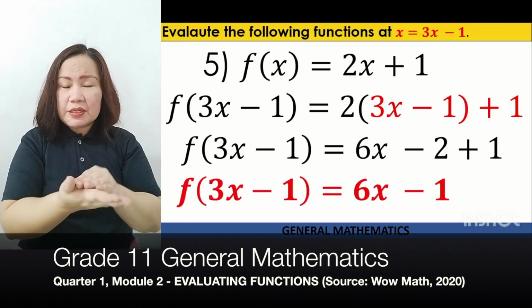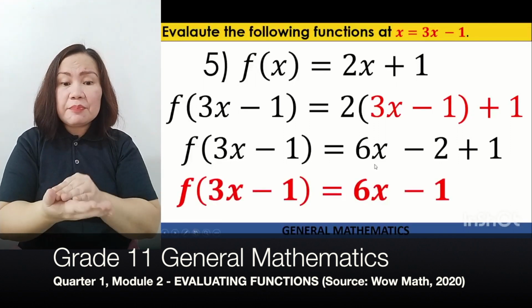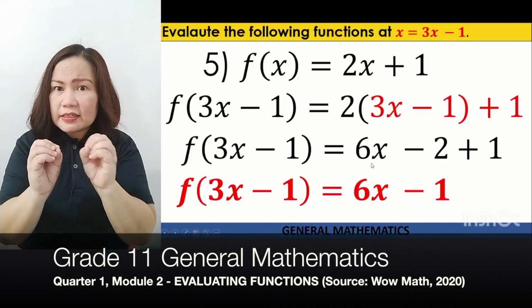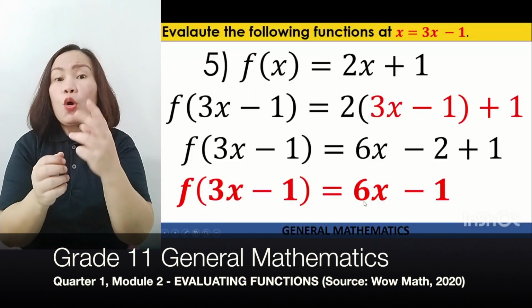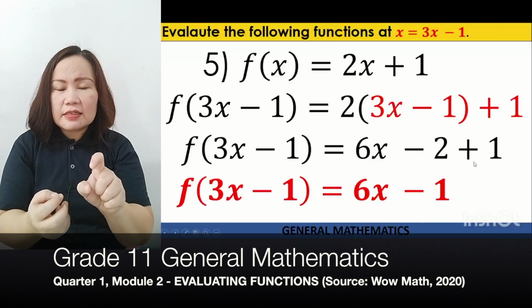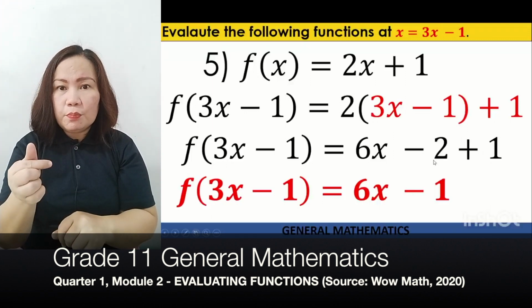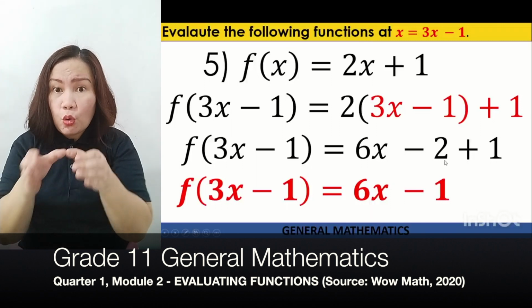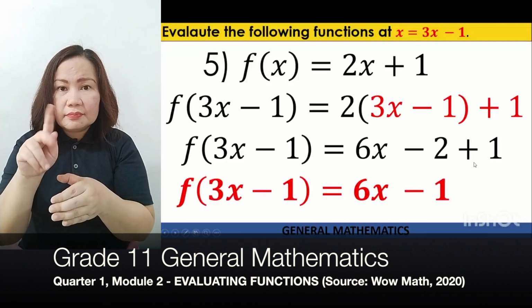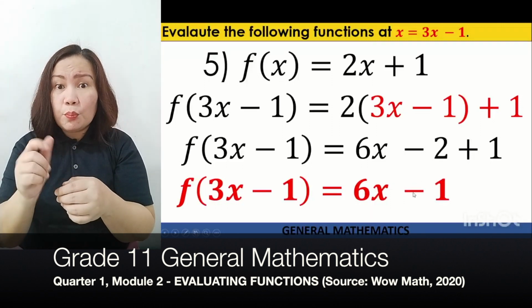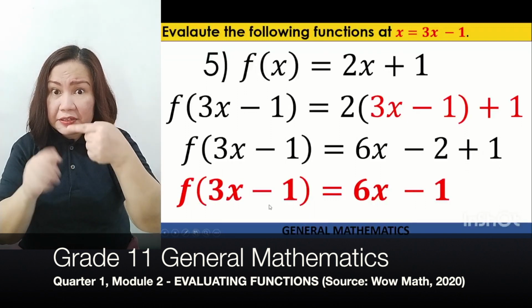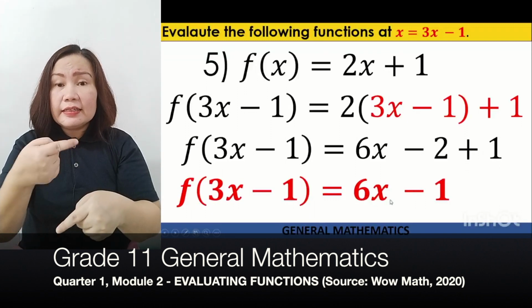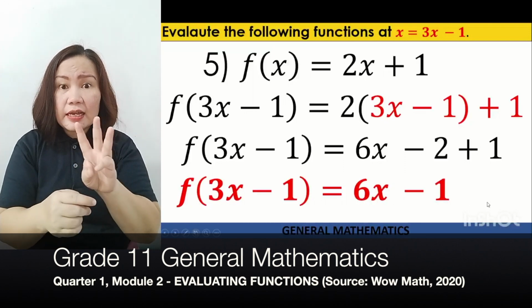Copy 6x. Bakit kokopyahin lang natin? Dahil wala naman siyang kasama. So, copy 6x. Si negative 2 plus 1, we need to add. Pareho silang constant. Negative 2 plus 1, using addition of integers, the answer is negative 1. So, this is now the final answer, 6x minus 1.